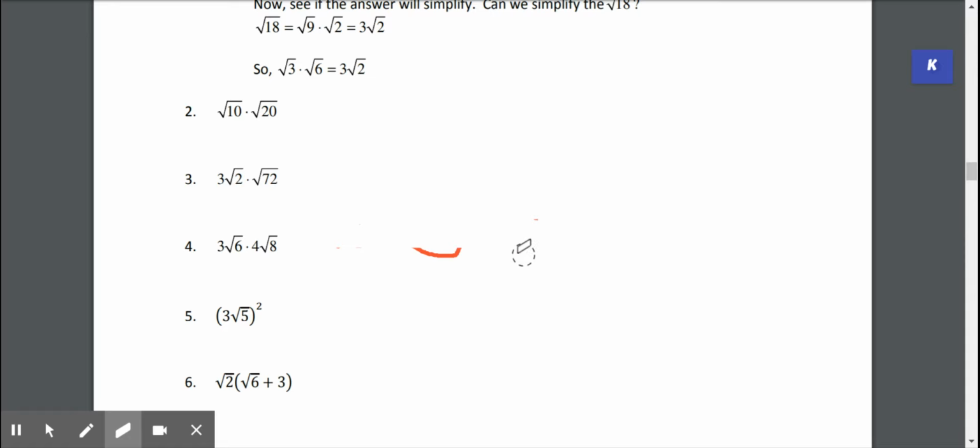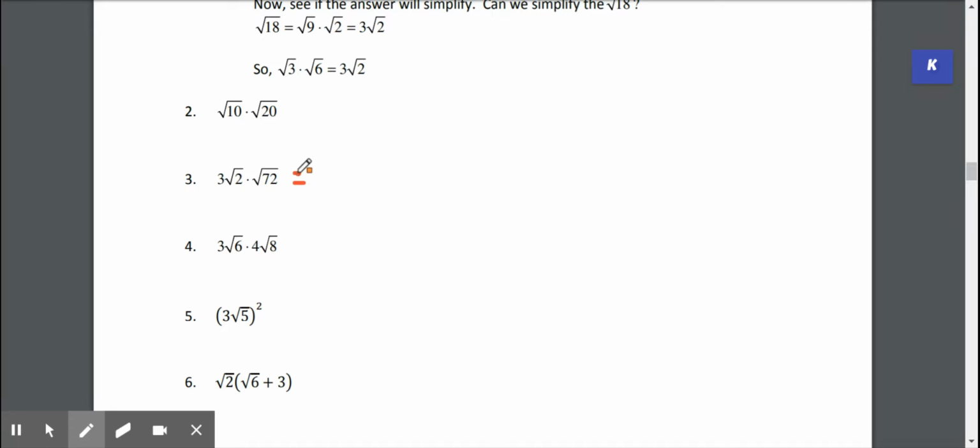Now, if I'm looking at 3 times the square root of 2 times the square root of 72, in that, I'm going to see a 2 and a 2. So I know that we're going to be able to take out a 2 at one point. But if I divide this by 2, that's going to give me 36. So I'm going to end up with 2 perfect squares. So this is going to be totally rational when we're done.